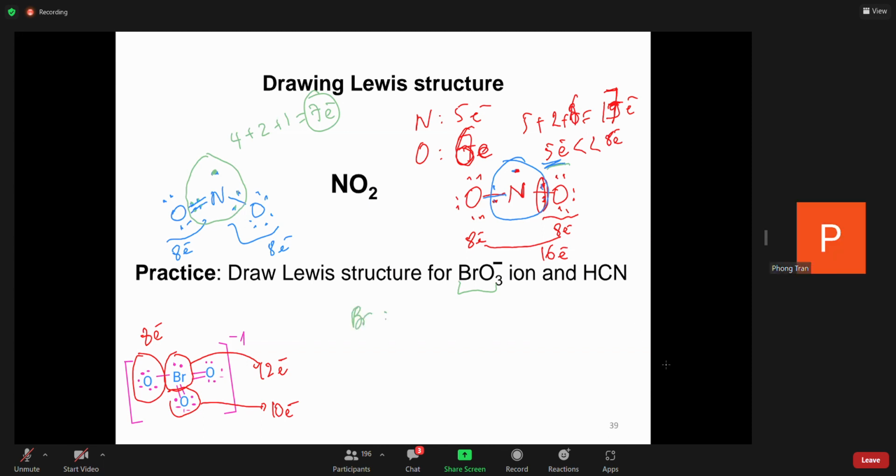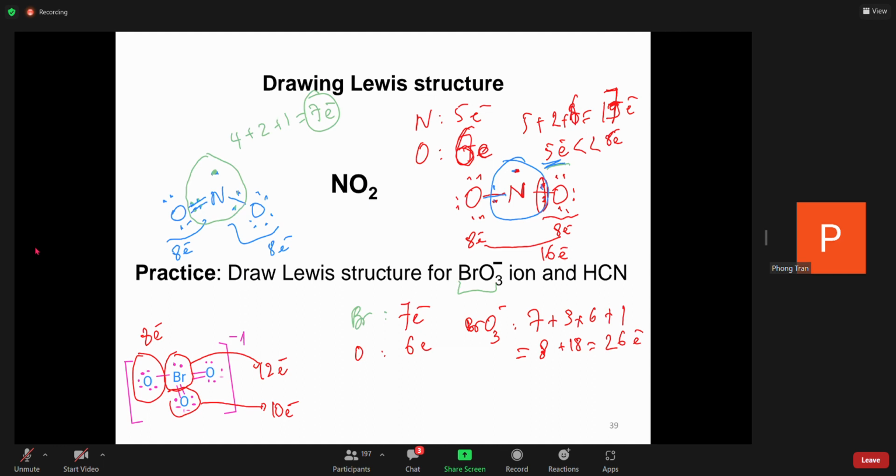Now if you pick up the structure that we mentioned, BrO3 minus, so bromine has 7 electrons and oxygen has 6 electrons. So for BrO3 minus, you have 7 plus 3 times 6 plus 1, which is equal to 26 electrons. Is it correct?